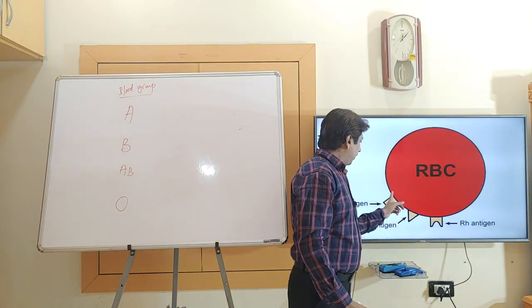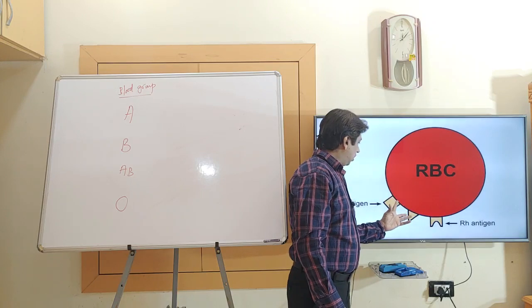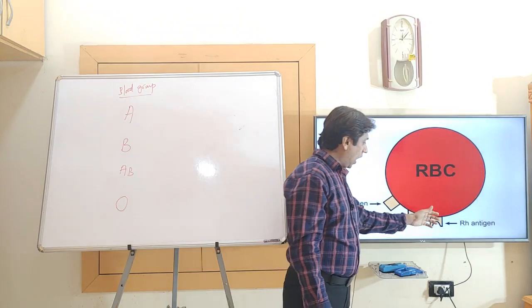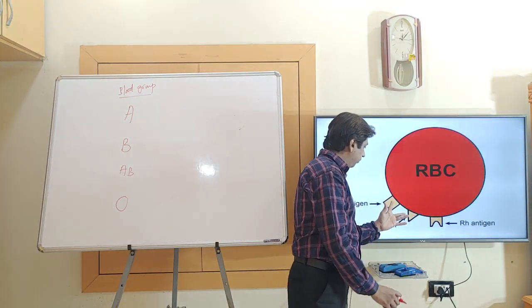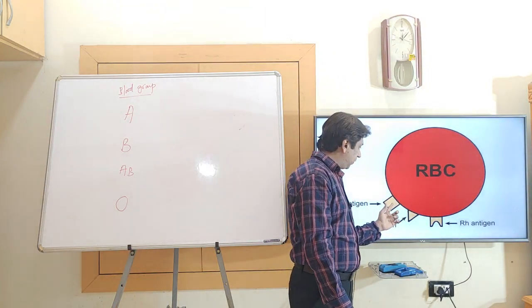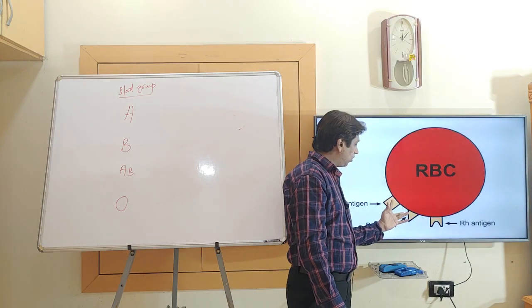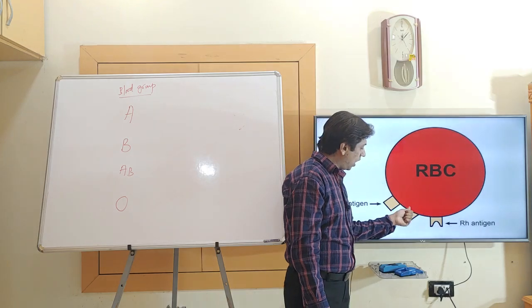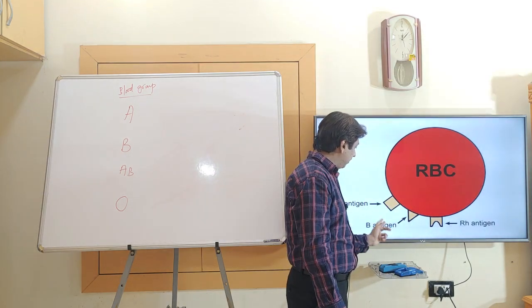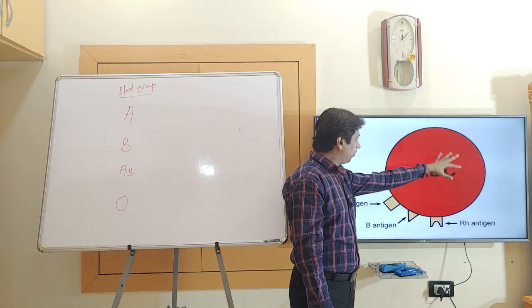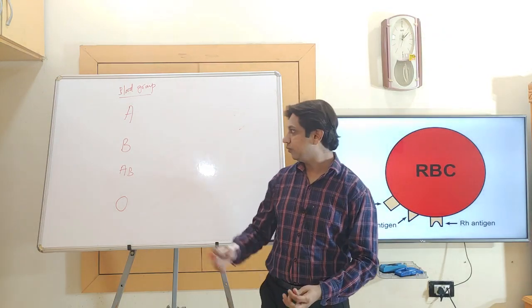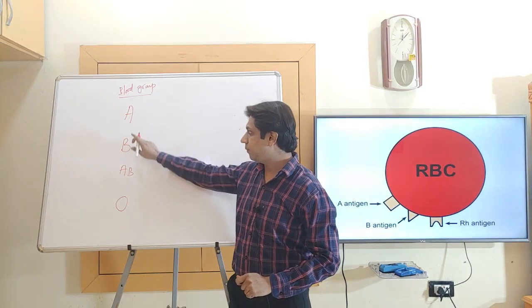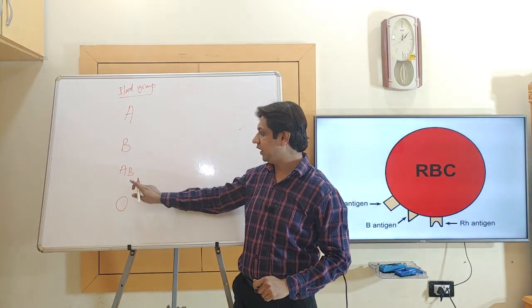On the surface of an RBC there are A antigen, B antigen and Rh antigen, which we'll discuss in the Rh blood grouping system. Just concentrate on these two parts. There will be the presence of this A or B antigen, or presence of both or absence of both. So based on the presence or absence of A antigen or B antigen on the surface of an RBC, the blood groups have been divided into four major groups: A, B, AB and O.